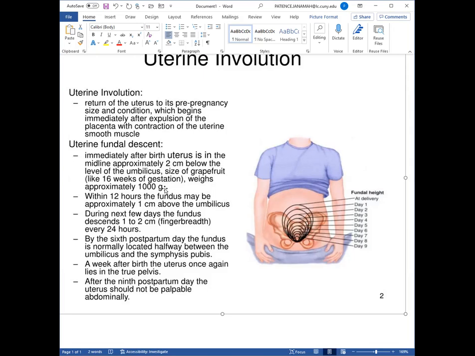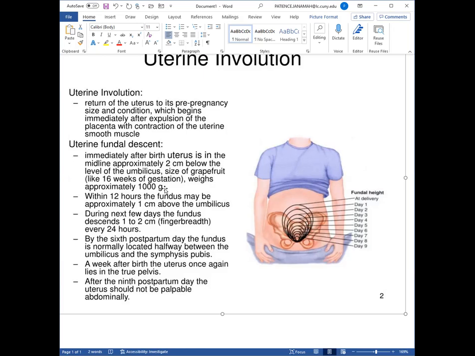So the fundal descent immediately after birth in the uterus will be at midline, 2 centimeters above or 2 centimeters below the level of the umbilicus, and it will be the size of a grapefruit, like 16 weeks of gestation. So that's the height. Usually you see the woman still looking pregnant after delivery, but it's going to go down. The total weight is up to 1,000 grams, as I had mentioned.